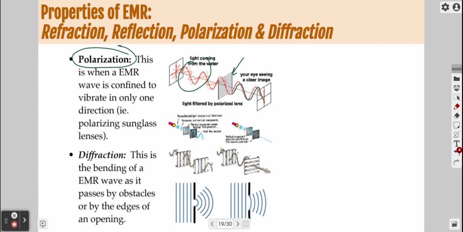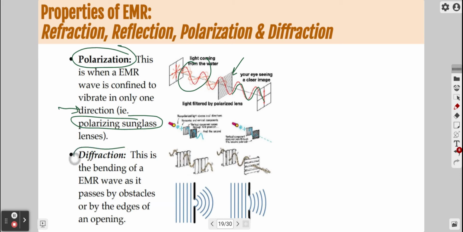And this reduces glare. These are great. This is where you find these in polarized sunglasses. And there's a video on the next slide to make sure you get an idea of what polarization looks like. Basically, you're only allowing one type of wave in one direction through. Okay, so you have a grating.